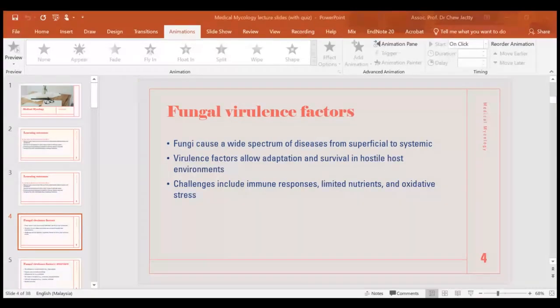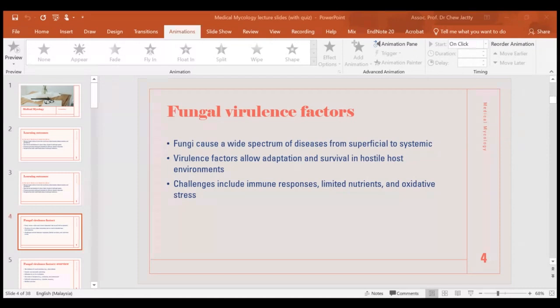So this is just an overview of the different fungal virulence factors. We'll go through six of these virulence factors one by one. The first one is morphological transformation, for example dimorphism. Dimorphism is a state of growth of fungi when they switch from yeast to mold or mold to yeast, depending on the species that we're looking at.